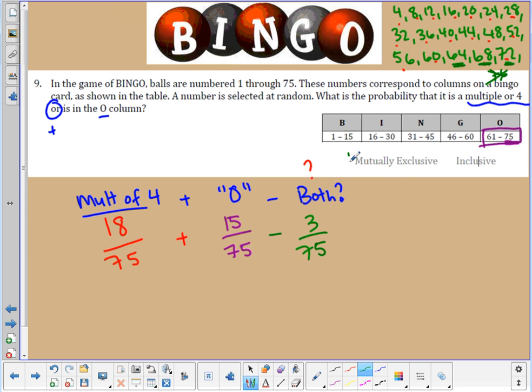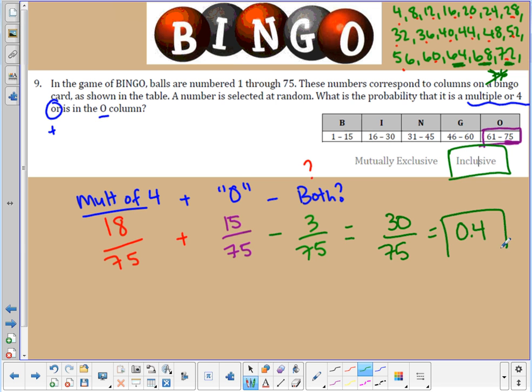This also, by the way, tells me these are not mutually exclusive. These are inclusive events. Erase that. I didn't mean that one. Sorry. There we go. Okay, so now let's put these together. 18 plus 15 minus 3 gives me an even 30. 30 out of 75 is going to be equal to 0.4 as a probability.